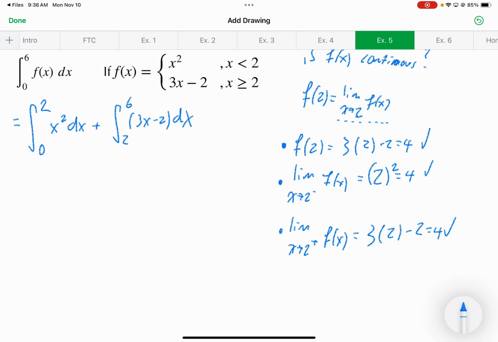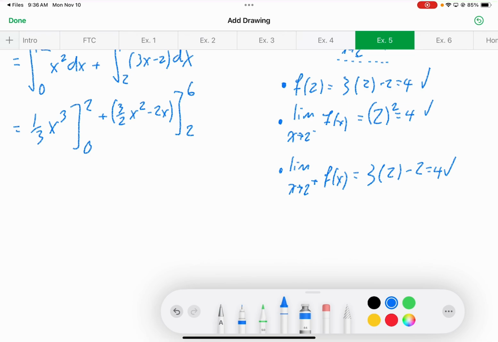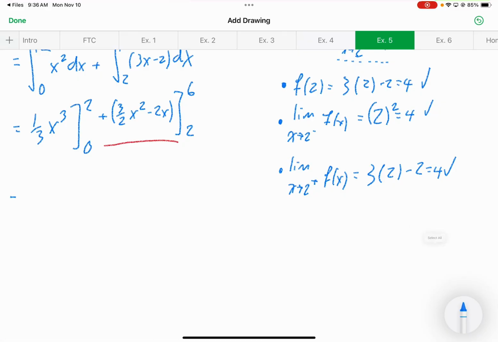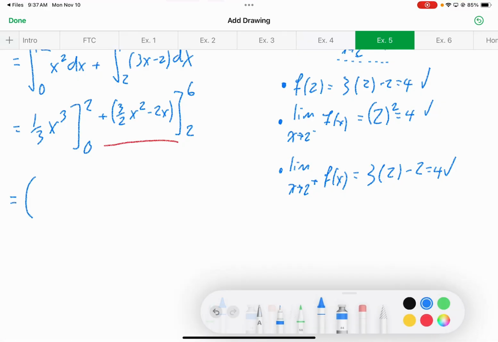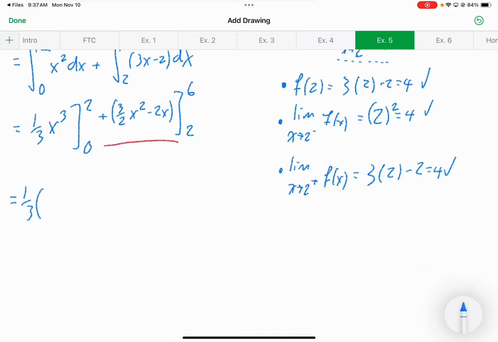Now I have to evaluate each piece. All right, so the first piece, I'm going to get 1/3 x cubed, evaluated from 0 to 2. My second piece, take the antiderivative of each one of those values, would give me 3/2 x squared minus 2x. That gets evaluated from 2 to 6. We're going to do this in colors. All right, so I'm going to toss that 1/3 in front of a set of parentheses. And then in the inside, 2 cubed minus 0 cubed.